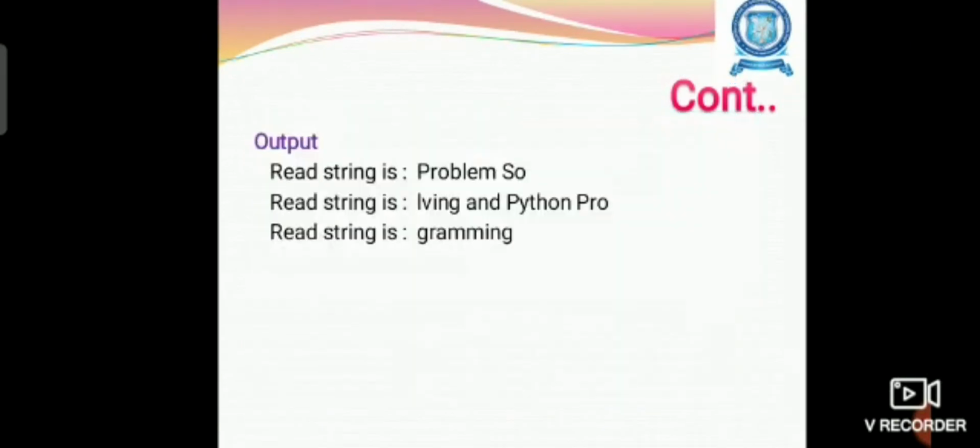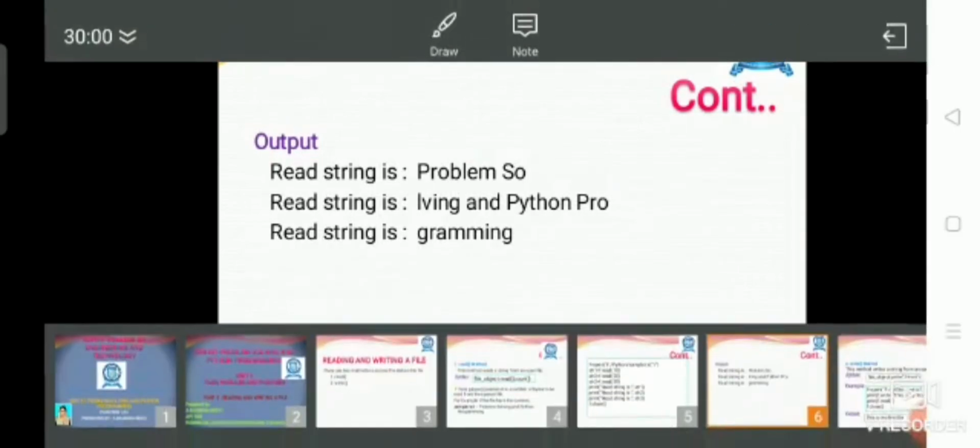As a result of the second print operation, we have got the characters like LVING and Python Pro. And as a result of the third print statement, we have got the characters like GRAMMING. So likewise, we can apply the read method.